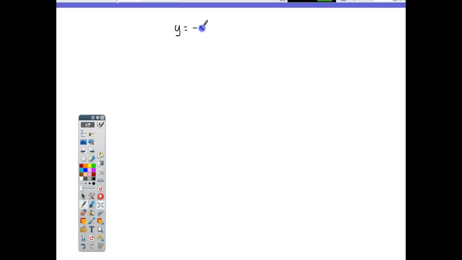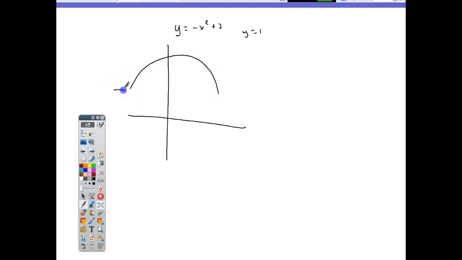y equals negative x squared plus 2. And instead of rotating around the x-axis, I would rotate it around y equals 1. What that means is my shape would be something like this. I'm at the example problem at the very top. My shape would look something like this. Agreed?